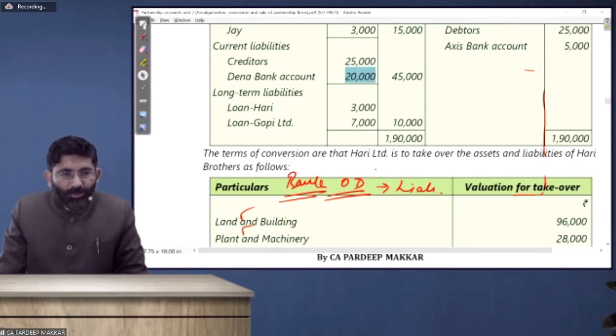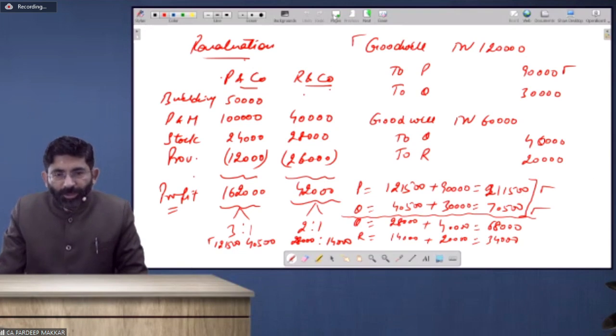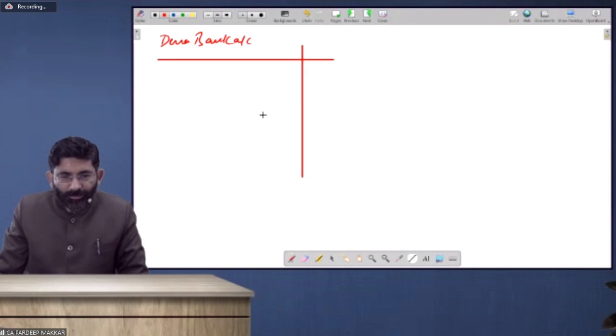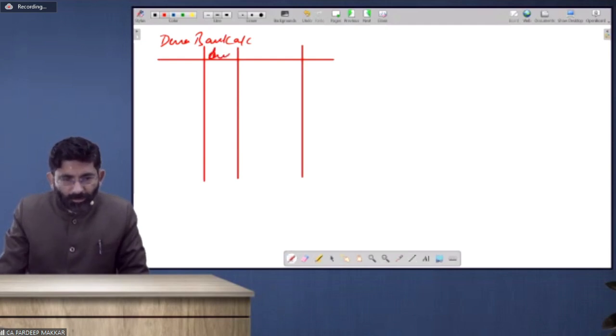So to calculate the balance, you have to make some effort. What is the balance of your Dena Bank that you have to calculate? Dena Bank account. Prepare this also. It will help you to solve the question. Because the balance of Dena Bank must be available with you correctly. So he says the balance is given to you as balance brought down 20,000. Dena Bank balance is given to you, 20,000.